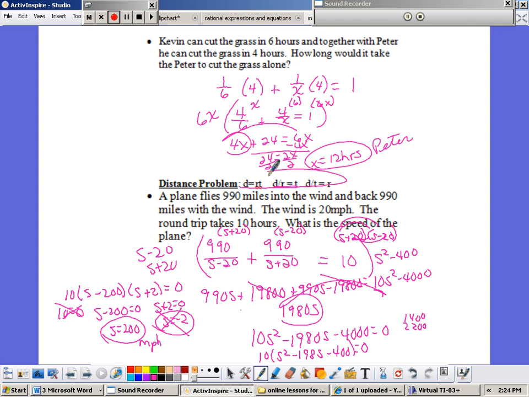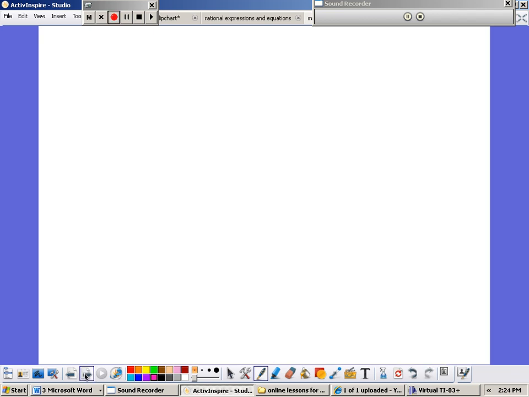Now remember, we had to find which one of these were. We used d over r equals t, and then we found a common denominator, lost the denominator, solved it by factoring. Your turn to practice.